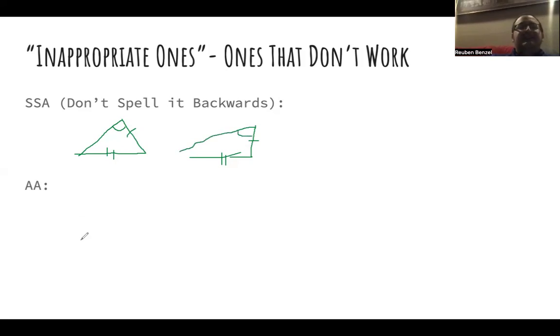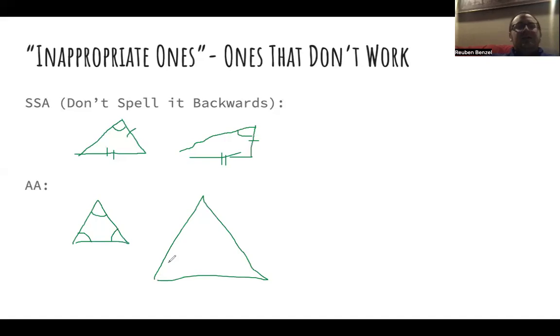So SSA is inappropriate. And then angle, angle, angle is inappropriate as well, because I could have an equilateral, equiangular triangle. And these have all the angles at 60 degrees, but I could have different sizes of equilateral triangles.